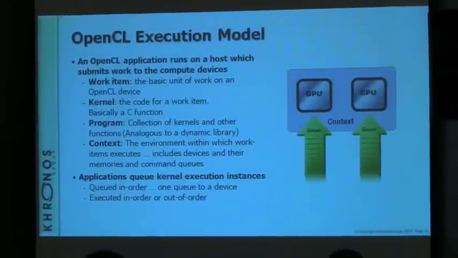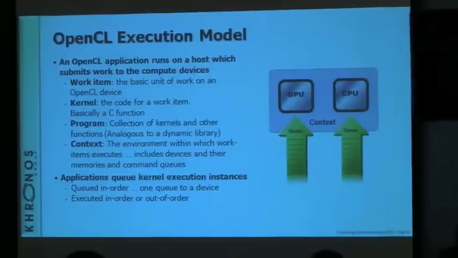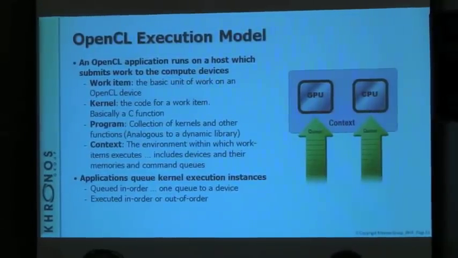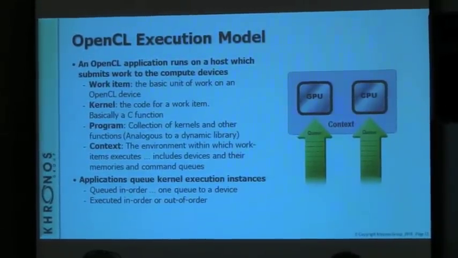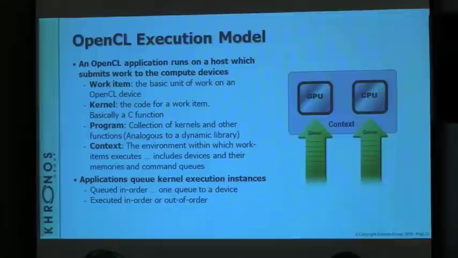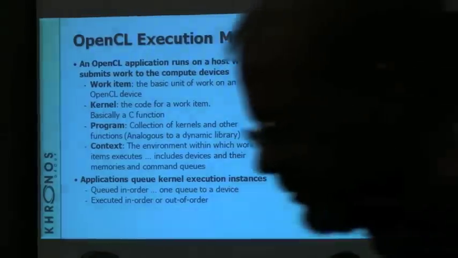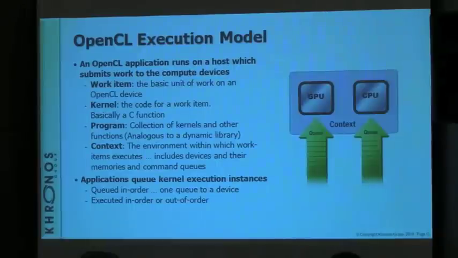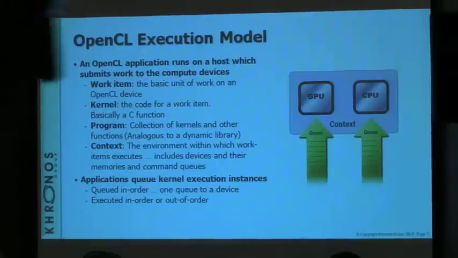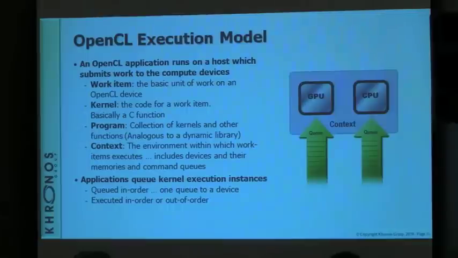And the concept, how you do that in OpenCL, you have a command queue. So you find out the devices and then you create a command queue on the device. Okay? And the code that you want to execute in parallel, we call that a kernel. This is analogous to a function. So when we say execute this kernel, analogous to executing a function call. Collection of these kernels and other functions that they call, we call it a program, and that's analogous to a dynamic library.